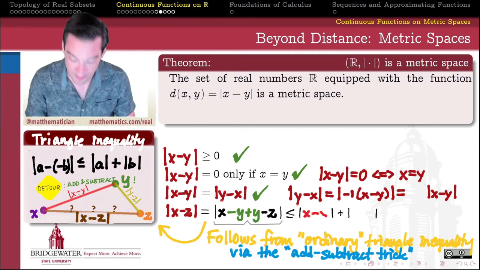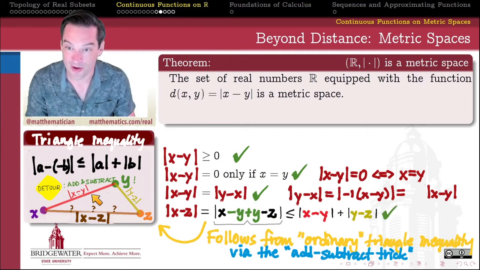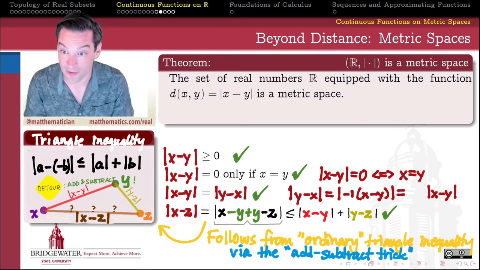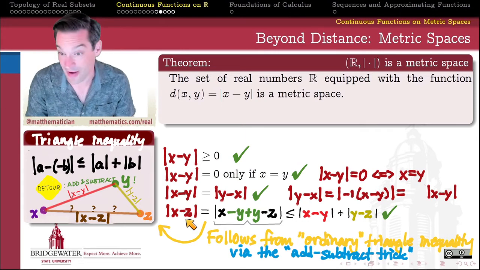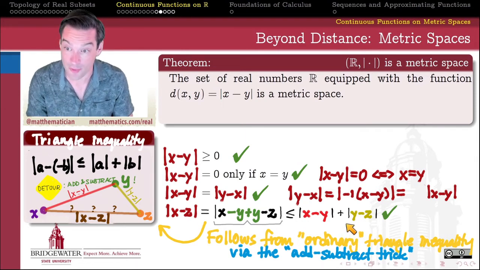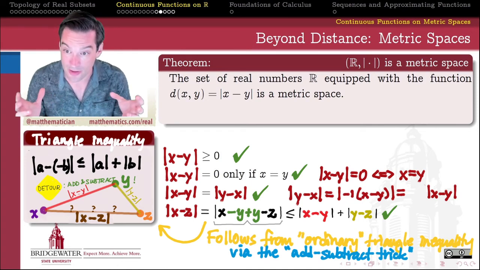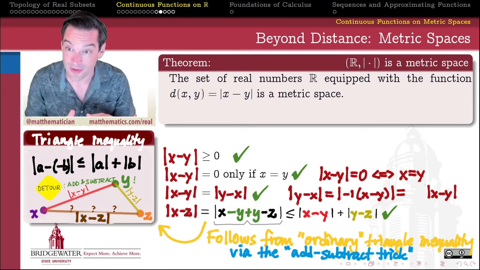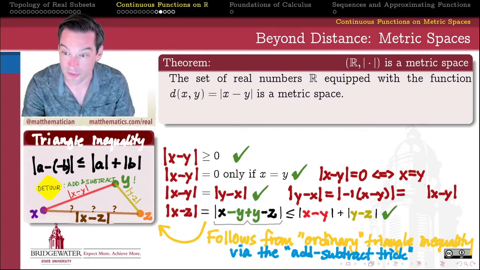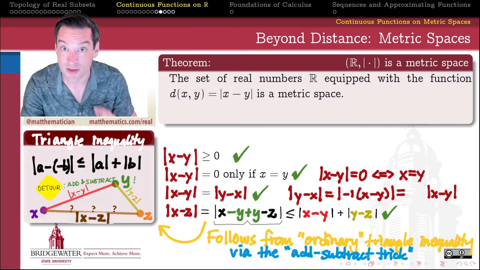or equal to the sum of the absolute value of x minus y, that's the distance from x to y in my triangle diagram, added to the absolute value of y minus z, that's the distance from y to z in my triangle diagram. And in doing that, I have actually immediately established the triangle inequality that we were aiming for. So the real numbers, when we equip them with the absolute value of a difference, they form a metric space, right? This function, the absolute value of the difference of two real numbers, actually satisfies everything that a metric function would need to satisfy.